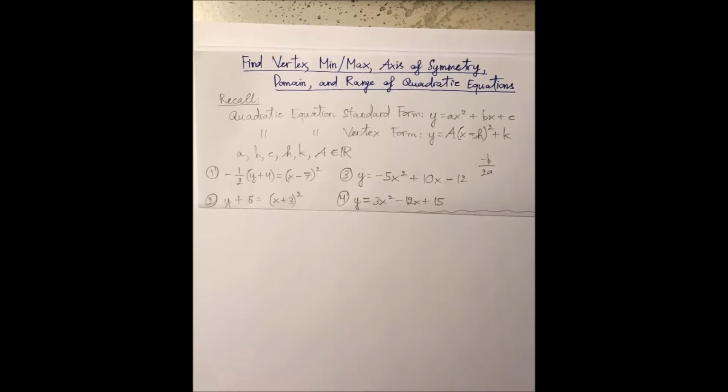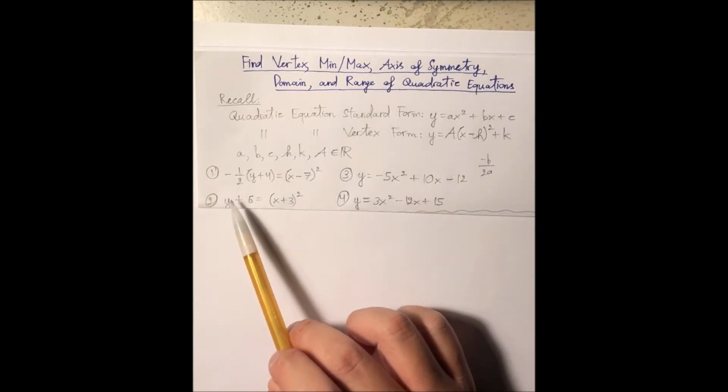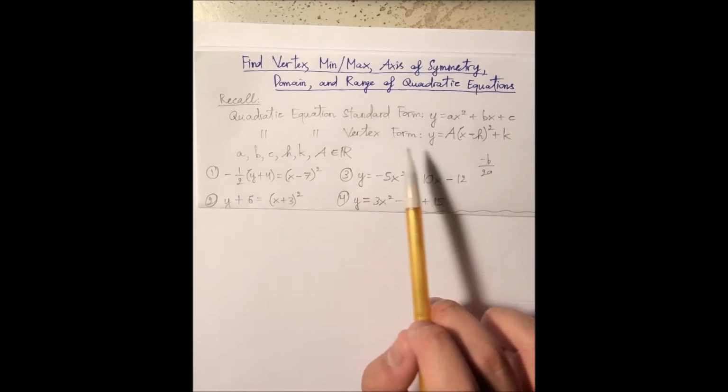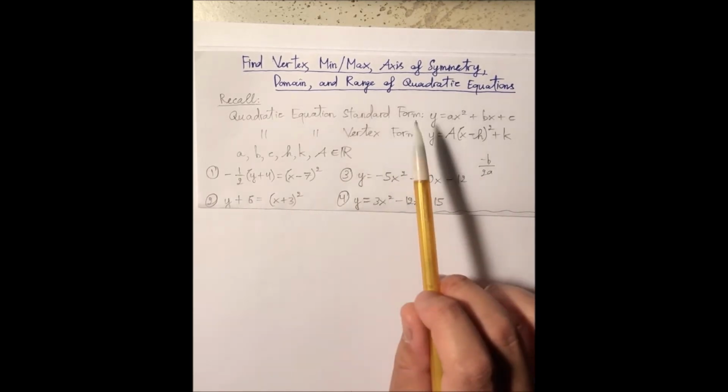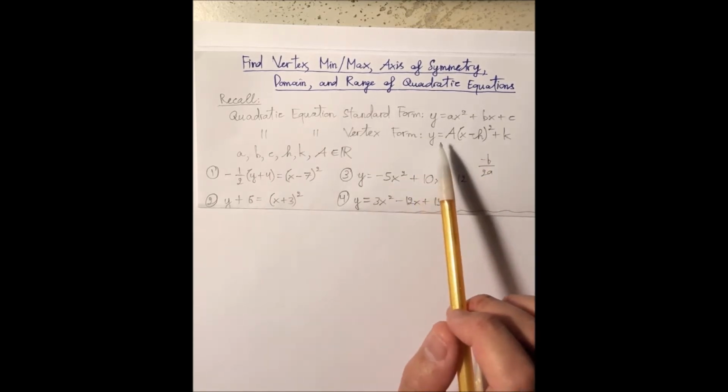Okay, in this video, I want to go over how to find the vertex, maximum minimum value, axis of symmetry, domain, and range of all of these four quadratic equations. And the first two examples will be in vertex form, which is written right here. And the last two examples will be in standard form, which is written just right above that.